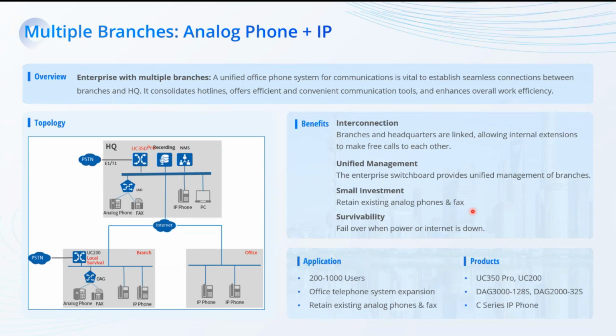Of course, you need endpoints to support it. Here we have the DAG and IP phones. It quite depends on the number of extensions. If you have more extensions, you have to buy a larger DAG. If you are a small one, you may buy a small-size analog phone or SIP gateway.